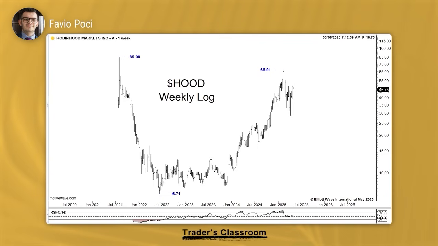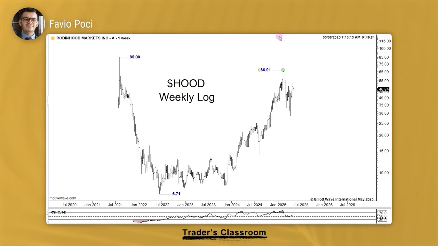This is Favio, and in today's lesson we'll go through a wave counting exercise. Let's try to label the charts together. I have selected two key levels. We have the low at 6.71 and the swing high at 66.91. So that's quite a decent rise.